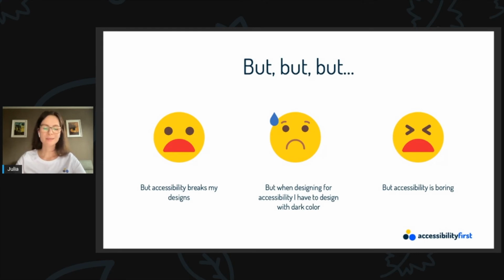But accessibility is boring. No, accessibility doesn't mean you have to design a boring layout. Just because content like videos and complex graphics and interactive elements necessarily require accessibility consideration, some people believe that an accessible web presence means sacrificing fun, engaging content in favor of text-only design. If you've been told this, you should know that it's not true. There's nothing stopping you from being creative.